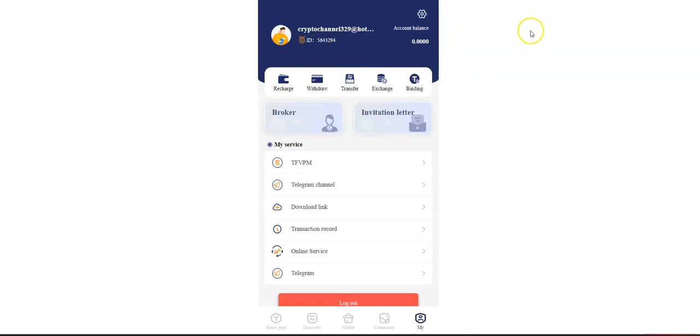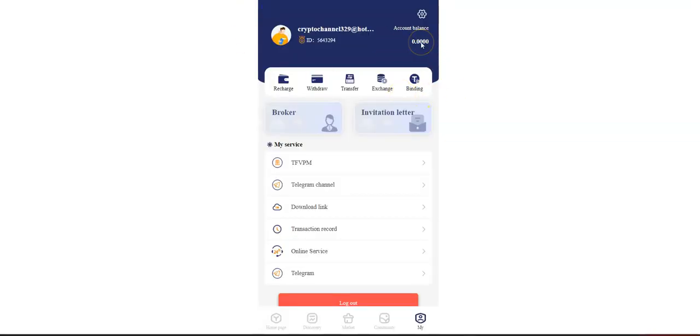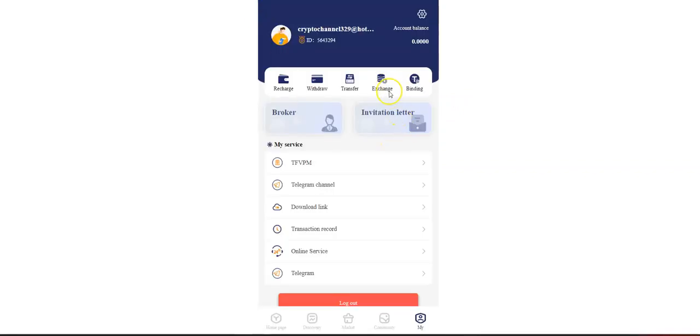Essentially, click on the link, you register, and then you've got the recharge. Recharge is where you send your funds into the platform. You can either select TRC20 or ERC20. I use Binance to do this, but you can use any other exchange to send funds into this platform. Once you recharge, your balance will pop up right here. Over here is where you withdraw, and over here is where you transfer. Binding is where you put your wallet to receive the funds when you are withdrawing.